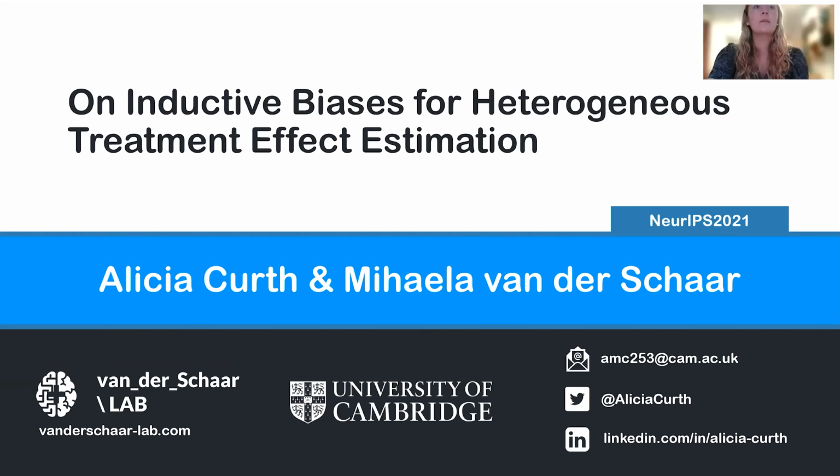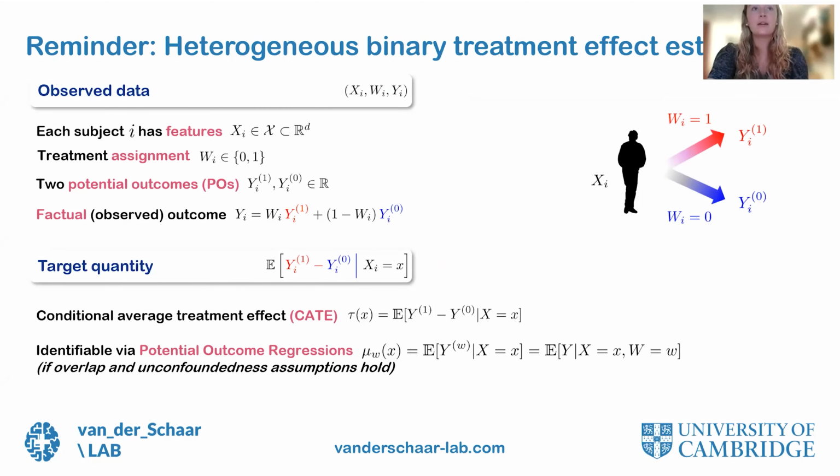So let's start with a first paper, which is called On Inductive Biases for Heterogeneous Treatment Effect Estimation, which we will be presenting at NeurIPS later this month. And this is still in the very standard heterogeneous binary treatment effect estimation setting. I assume some basic knowledge of the setting, given that we've already had our first inspiration exchange on this topic, and hopefully you've watched our tutorials. So basically, we're just assuming a standard potential outcomes framework setting where each subject has features X, treatment assignment W, two potential outcomes of which only one is observed. And we're interested in the conditional average treatment effect, or CATE, which is the expected difference between the two potential outcomes.